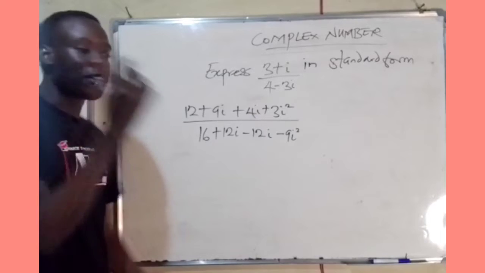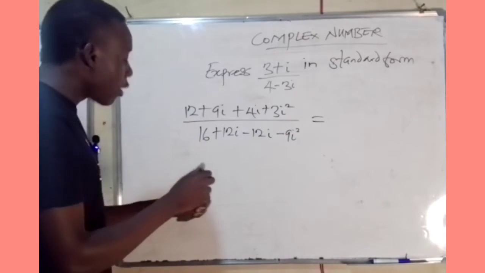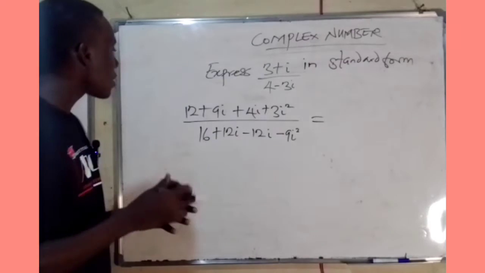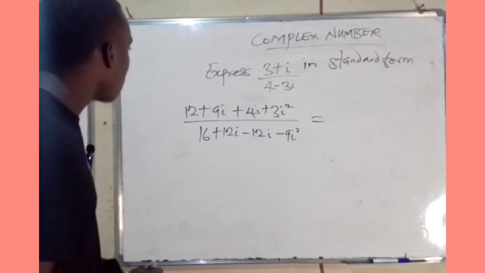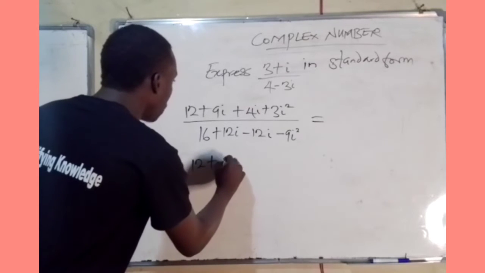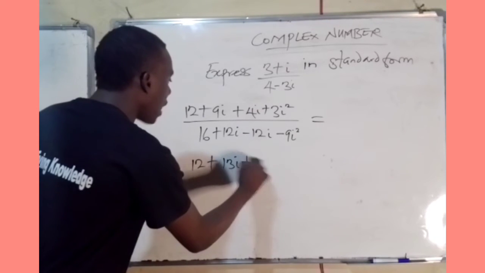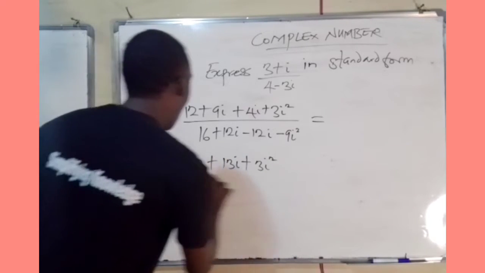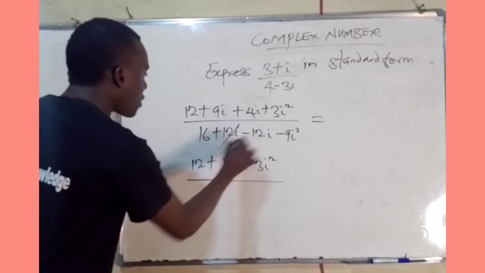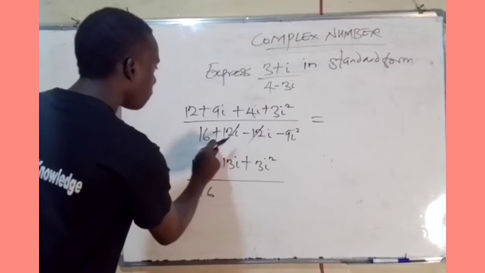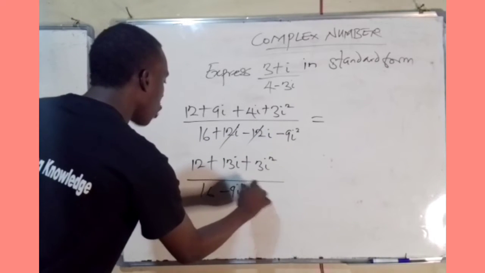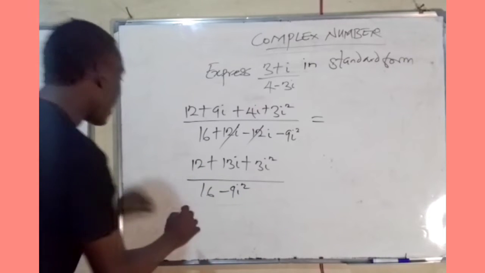Okay, so let's solve this further. If you look at this critically, you will discover that 9i and 4i can be summed up. So this is going to be 12 plus 13i plus 3i squared, all over. Now look at this, 12i minus 12i is out. I'm left with 16 minus 9i squared.